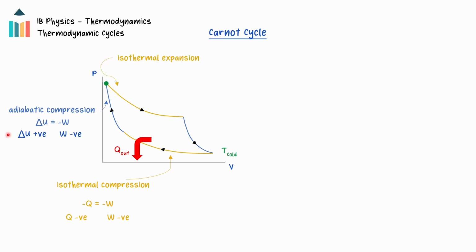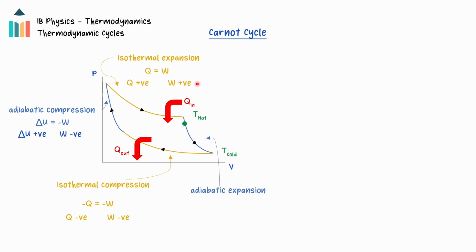The system will then undergo an isothermal expansion at a constant higher temperature. Thermal energy will enter the system, and because the ideal gas is expanding, the work done will have a positive value. The work done will be equal to the thermal energy entering the system.